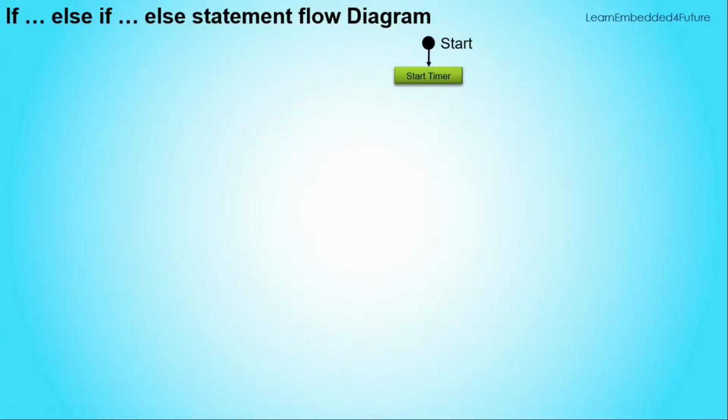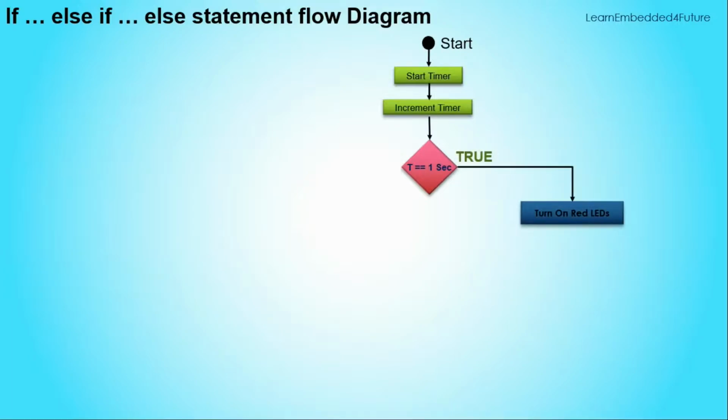The goal that I want to achieve with this flow diagram is to turn on and off three LEDs according to unique values of software timer. For that reason, I start a software timer and increment it cyclically. You will see at the end of this flow diagram how timer value increments cyclically. If the timer reaches 1 second, then the red LED gets turned on. And if the timer has any other value than 1 second, it jumps over to else if condition.